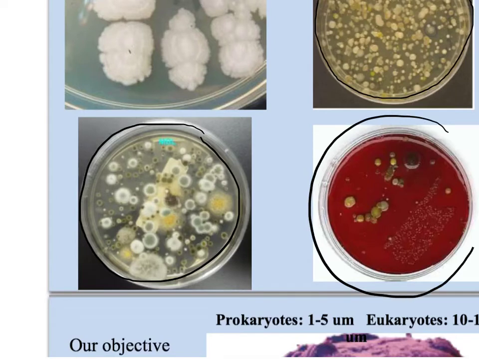This red one is a sheep's blood agar plate, and some bacteria feed off of blood. They have an enzyme that hemolyzes the blood, so doctors will put a culture on here, and you can come back the next day and see a clear area around the bacteria where it's eaten away the blood. So anyway, that's just something interesting.